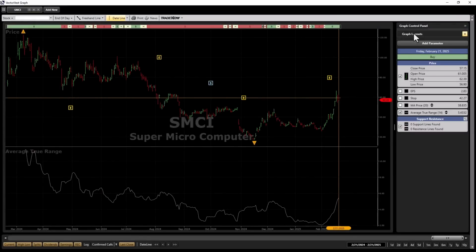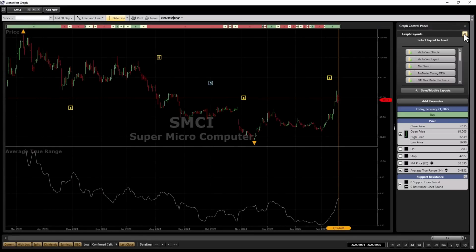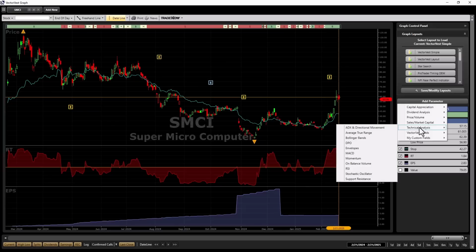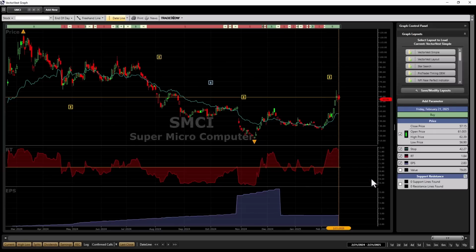And in turn, we're going to go over to our graph layouts over here on the right-hand side, and I'm going to choose VectorVest Simple. RT, earnings per share. And then again, what I can also put on there, I can just go to add parameter. We're going to go to technical analysis, and I'll put on there support and resistance.